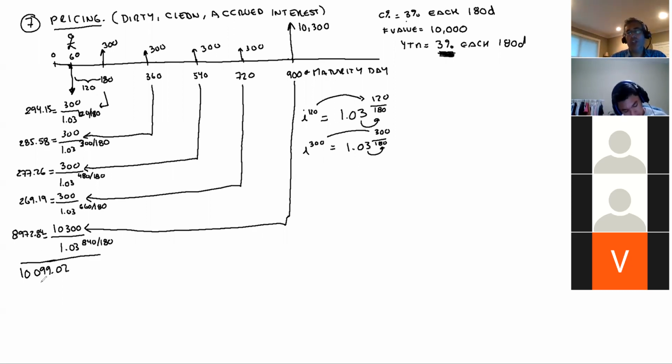If you sum, what do you get? You get this number, 10,099.02. And can you please repeat the last number? 8,972.84. 8,972.84. Someone to verify these numbers? Yes, that's correct. Perfect. So if you sum, you get 10,099.02.